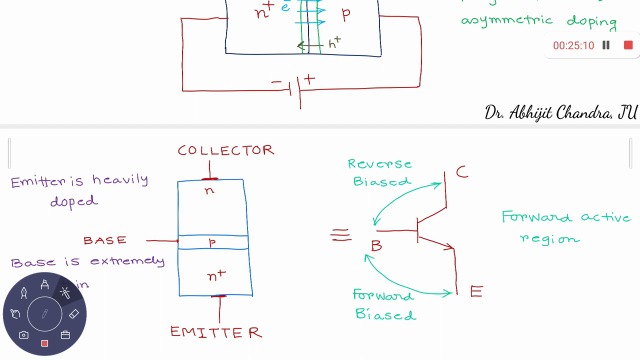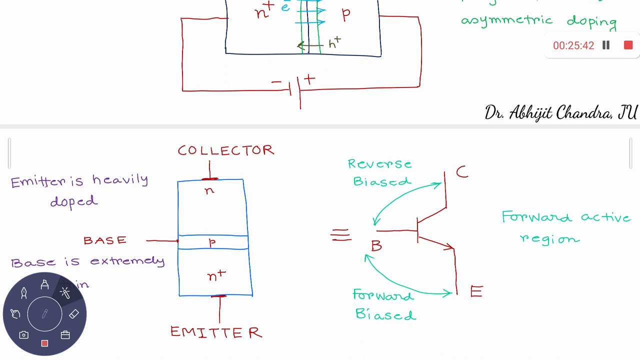You have different kinds of combinations. You have basically two p-n junctions, one between the base and emitter, the second between the base and collector. Since each of them can be either forward biased or reverse biased, you can have four combinations altogether. Base-emitter forward biased, base-collector reverse biased. Base-emitter forward biased, base-collector forward biased. Base-emitter reverse biased, base-collector reverse biased. And base-emitter reverse biased, base-collector forward biased. So you have all four combinations.